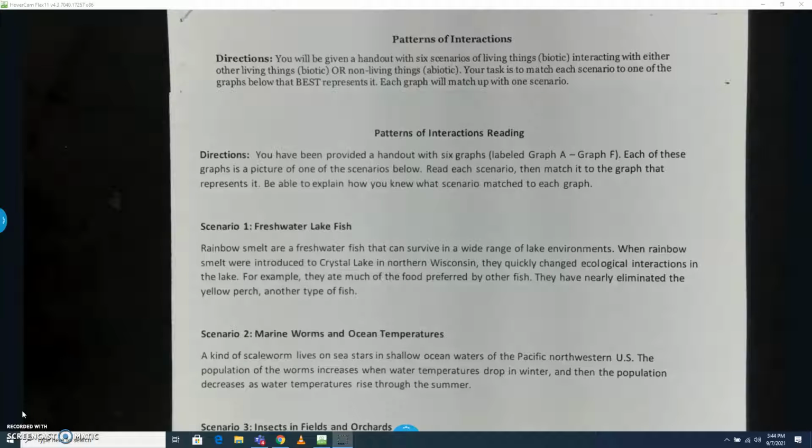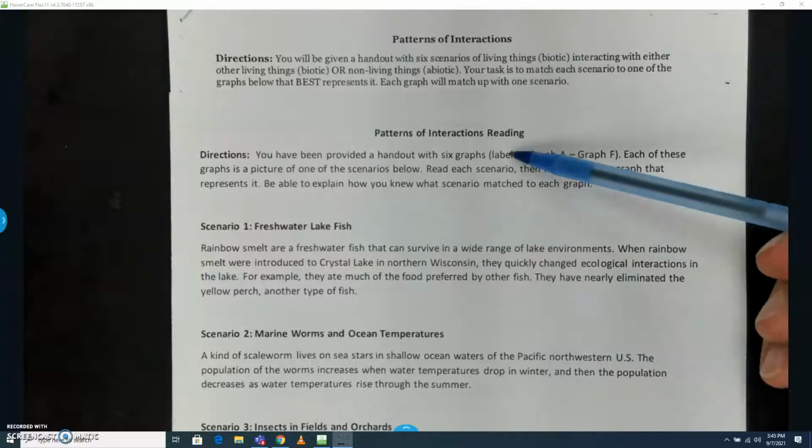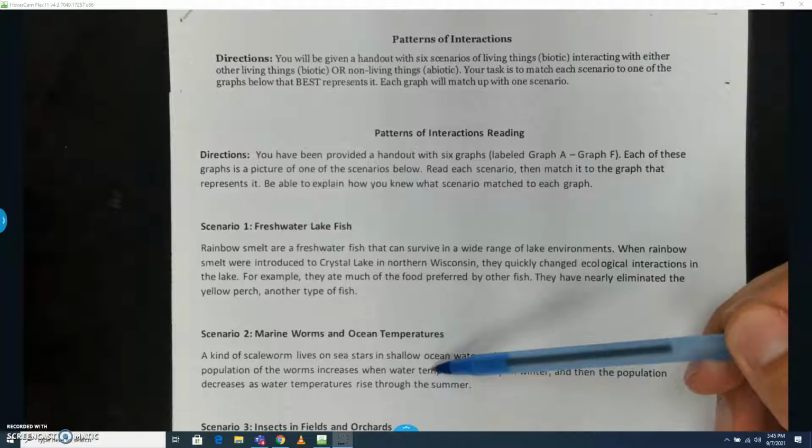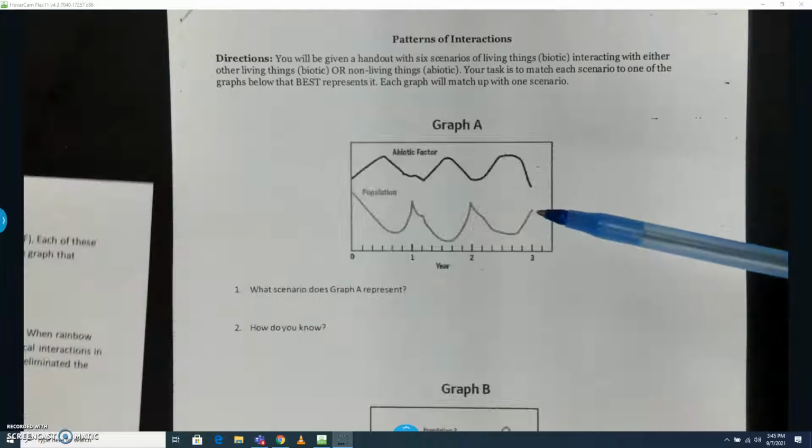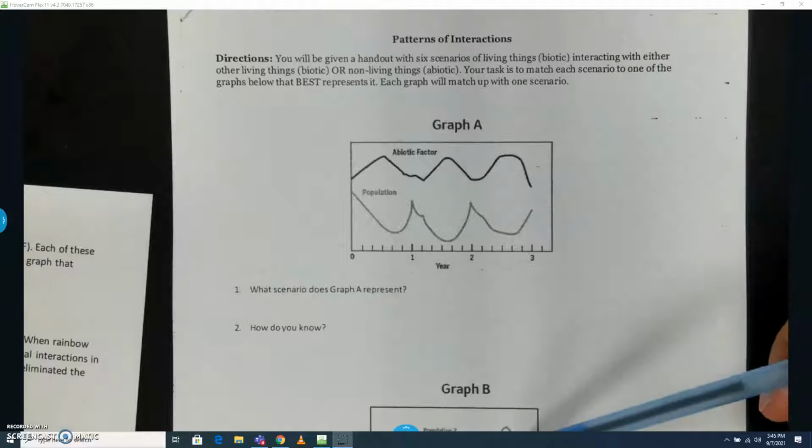This assignment is titled Patterns of Interaction. This video will be helpful for those of you who are absent from class in figuring out how to actually go about accomplishing what it is you're to accomplish. The assignment includes two attachments that you'll find. One with the reading, there's going to be 6 different scenarios, and then the second one contains 6 different graphs.